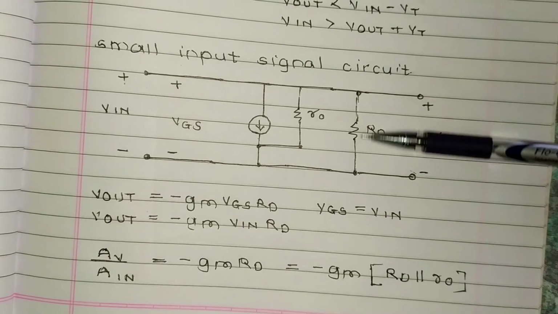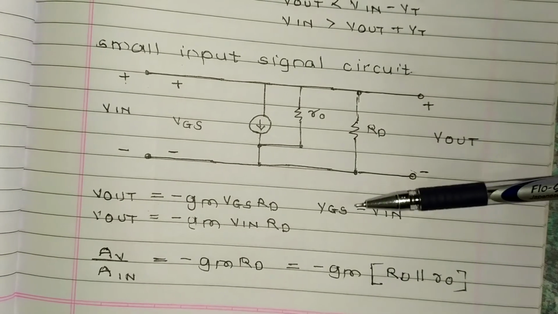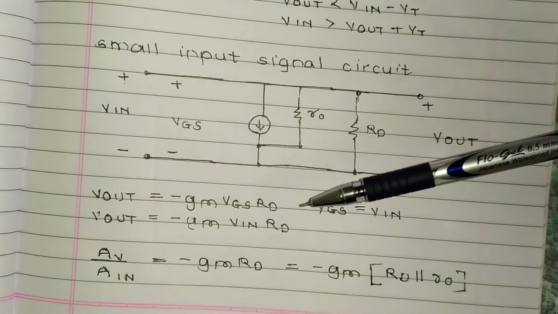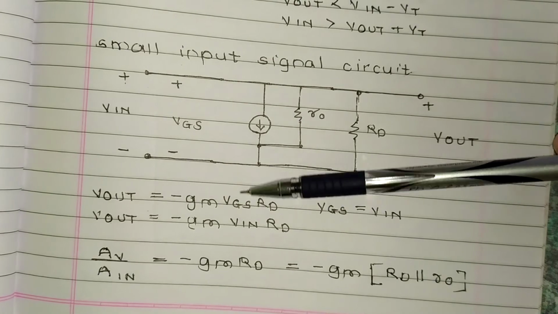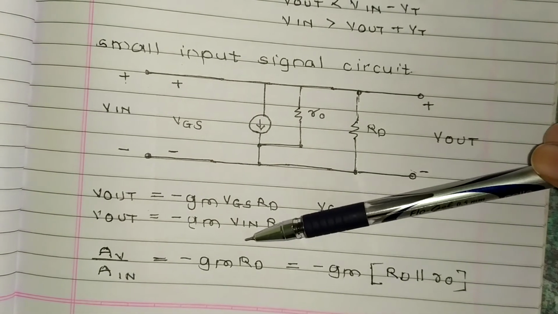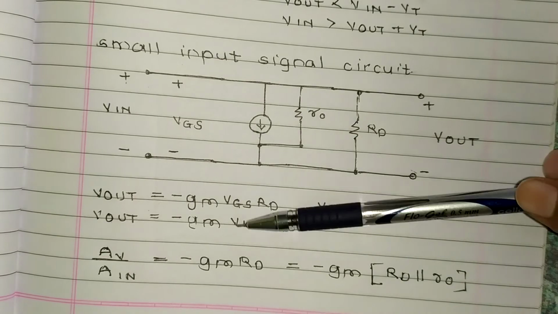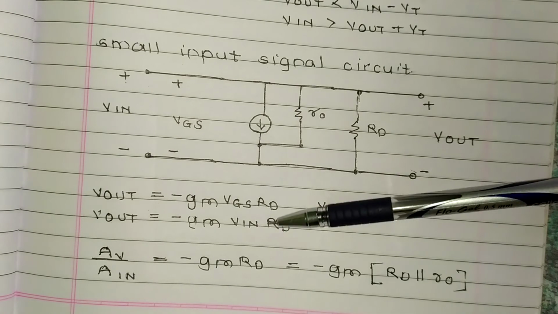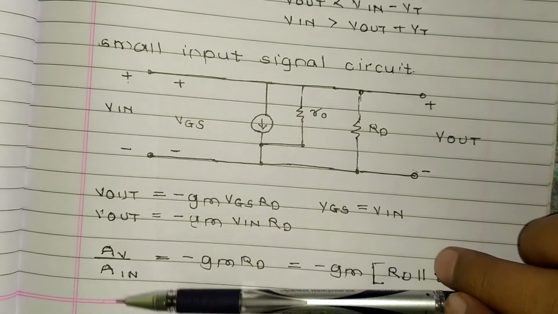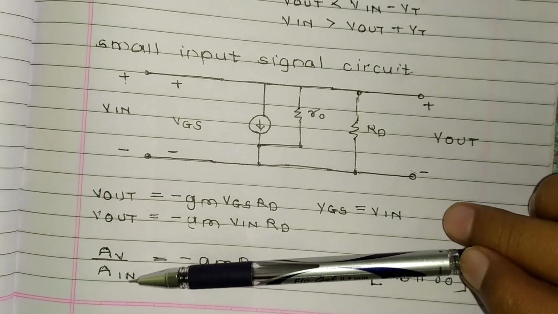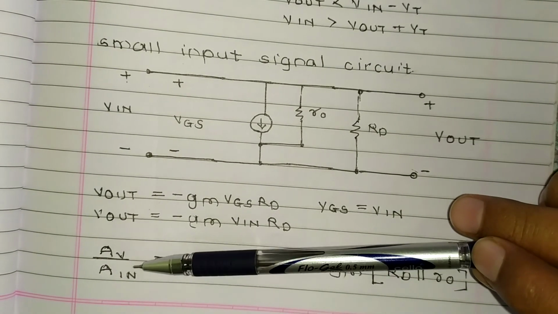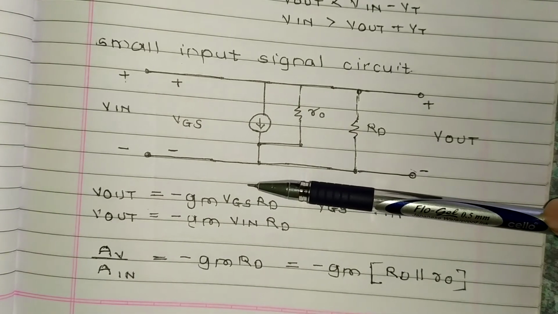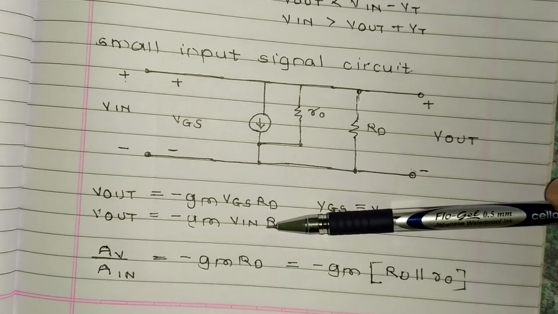So RD is this. Now VGS is equal to Vin, we know that. Then Vout is equal to minus gm Vin RD. So replacing VGS by Vin, we get minus gm Vin RD. Then Av, that is the output voltage divided by Vin, the input voltage, is equal to minus gm RD.